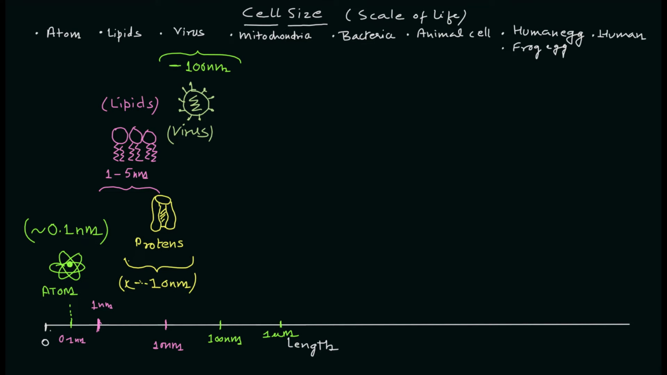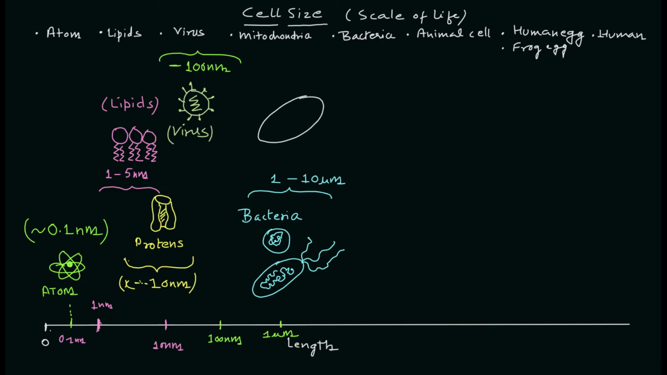Next, I need to scale it out for the bacteria. After viruses, we have bacteria. They can be spherical, or they can be rod-shaped, like bacilli. Rod-shaped bacteria will be longer in length, and spherical bacteria will be smaller, around 1 micrometer. The bacilli can range from 1 to 100 micrometers, depending upon their size.